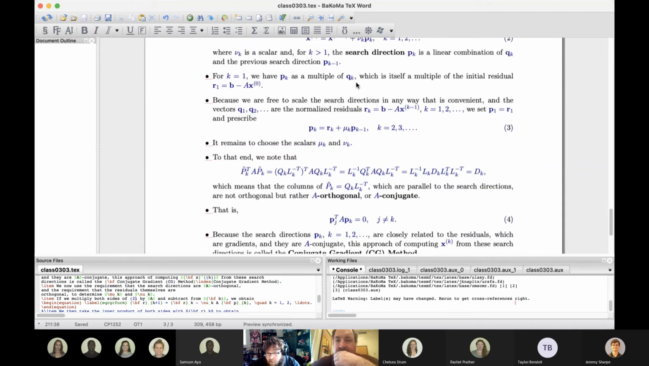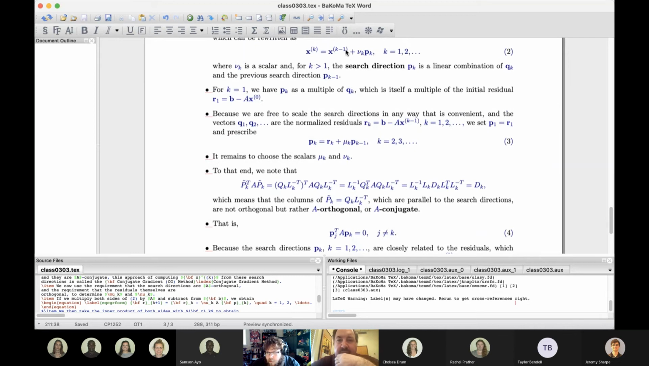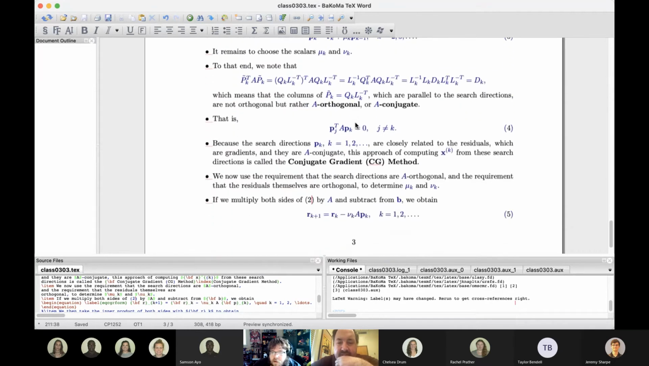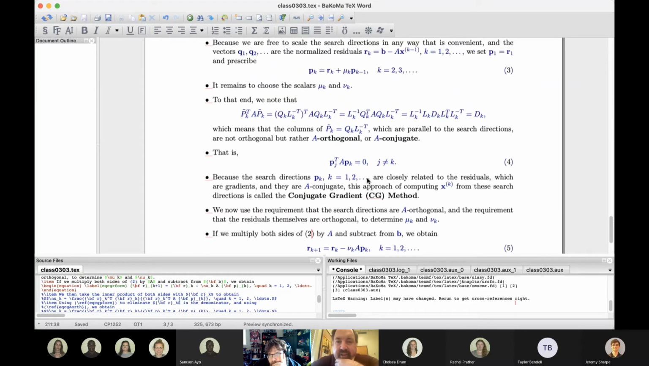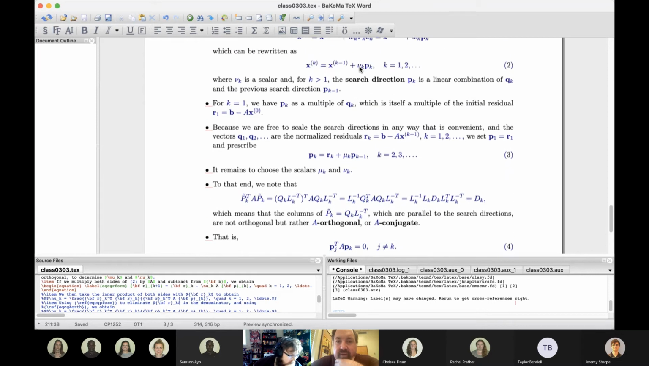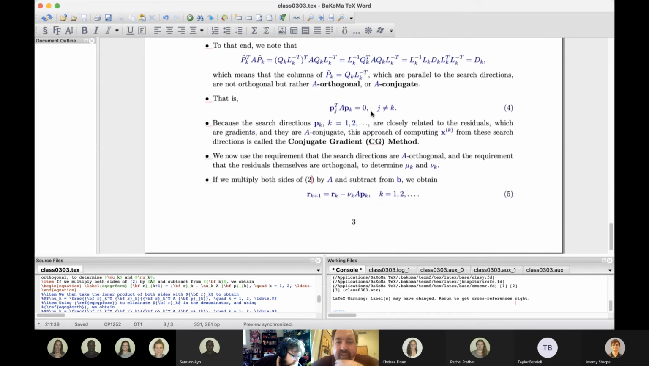Okay. So what I'm going to do is take this equation, multiply both sides by A, and then subtract both sides from B. Then I have B minus A Xk. That's a residual. Here I have B minus A Xk minus 1, also a residual. And I'll shift the indices also. So now I have each residual is a previous one minus this same unknown constant times A Pk.